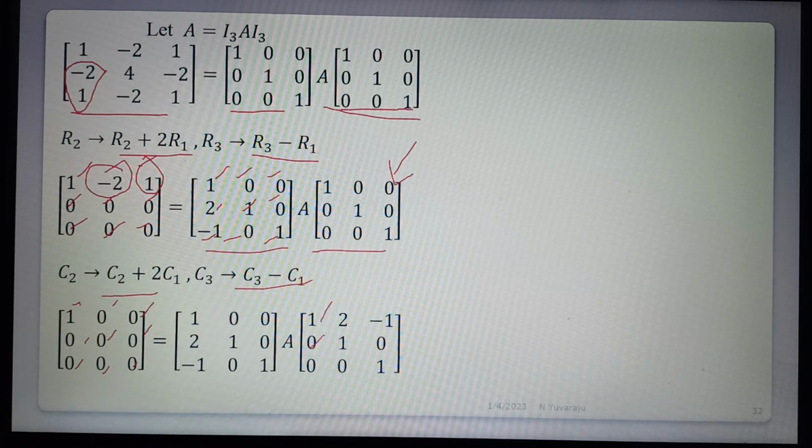Here, the first column is the same, 1, 0, 0. Next, C2 plus 2C1: 0 plus 2 is 2, 1 plus 0 is 1, 0 plus 0 is 0. Next, C3 minus C1: 0 minus 1 is minus 1, 0 plus 0 is 0, 1 minus 0 is 1. So the reduction is completed. All are 0 except the diagonal elements, so the diagonal elements are also the same.